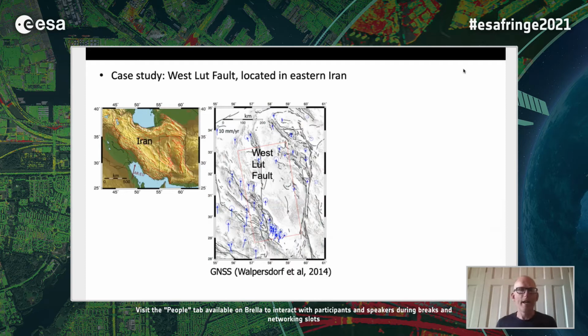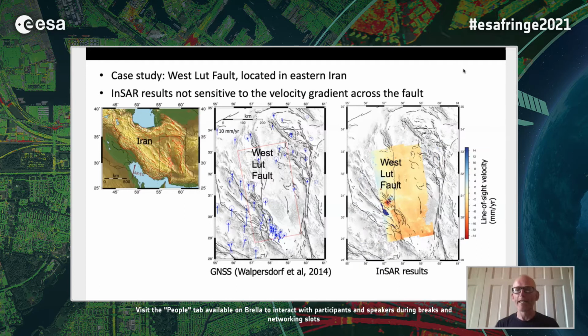So I want to show you an example now. This is the West Lut fault in eastern Iran, and it's pretty much a north-south strike fault. The GNSS that I'm showing here are, well, hopefully you can see there's a slight gradient in the north-south motion going across the fault of a few millimeters per year. And if we look at the ascending line of sight results, we do see deformation associated with earthquakes and subsidence, but across the fault, essentially, we see no gradient, and that's to be expected because of the line of sight direction.